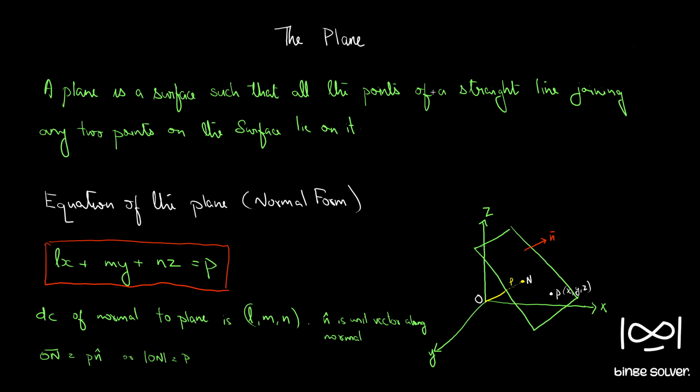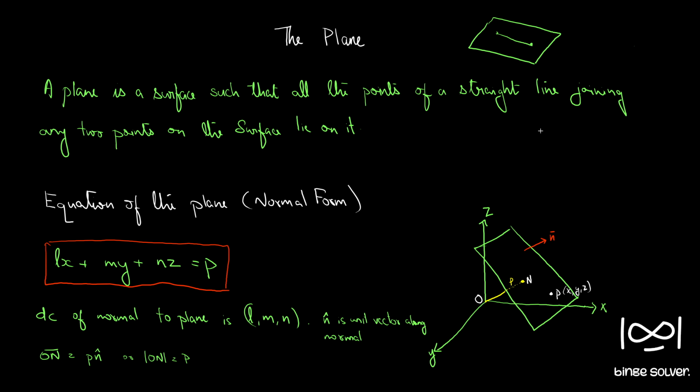A plane is a surface such that all the points of a straight line joining any 2 points on the surface lie on it. So I'll just draw a plane. So this is a plane. If you take any two points on the surface of the plane and connect the 2 points with a line, all the points on the line should lie on the surface. Only then we can say the surface is a plane.